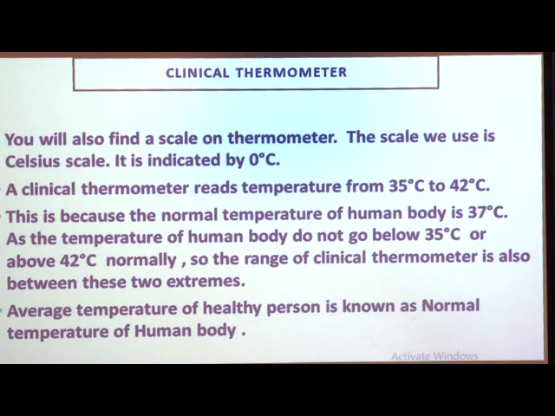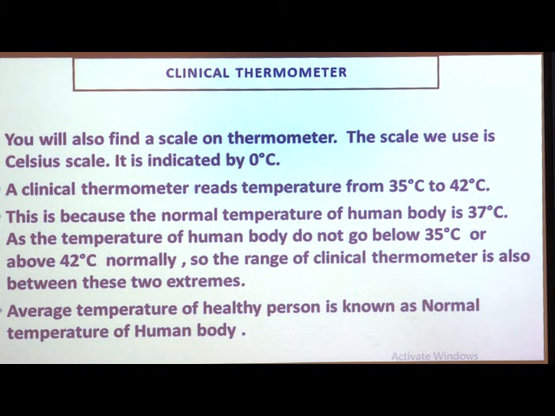The normal temperature of a human being is 37 degrees Celsius. The temperature of a normal person will not go below 35 degrees Celsius or above 42 degrees Celsius. So whenever there is a healthy human being, the temperature will remain between 35 and 42 degrees Celsius. That is why only this much scale is given on the clinical thermometer.